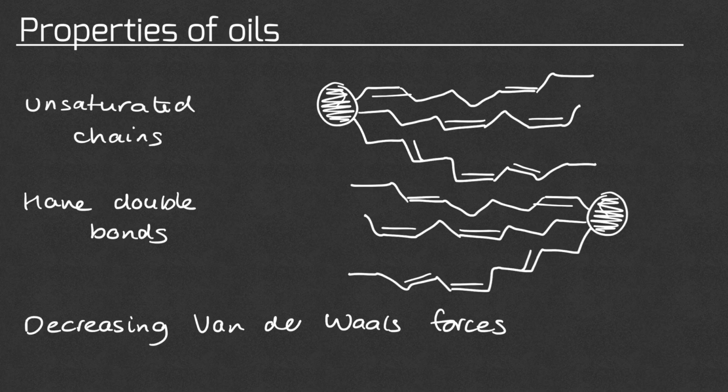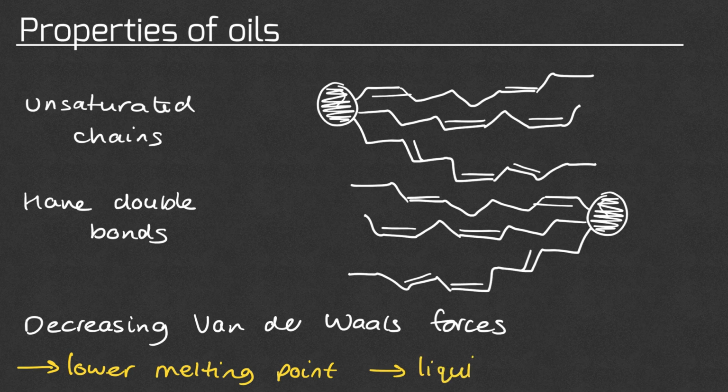This means that the chains aren't going to allow different fat molecules, in this case oil molecules, to fit neatly together. They can't fit close together, therefore we're not going to be able to pack them as close, therefore we're going to have decreasing strength of van der Waals forces. This means that we're going to have lower melting points if we've got weaker forces. Therefore, oils are going to be liquid at room temperature, unlike fats which were solid at room temperature.